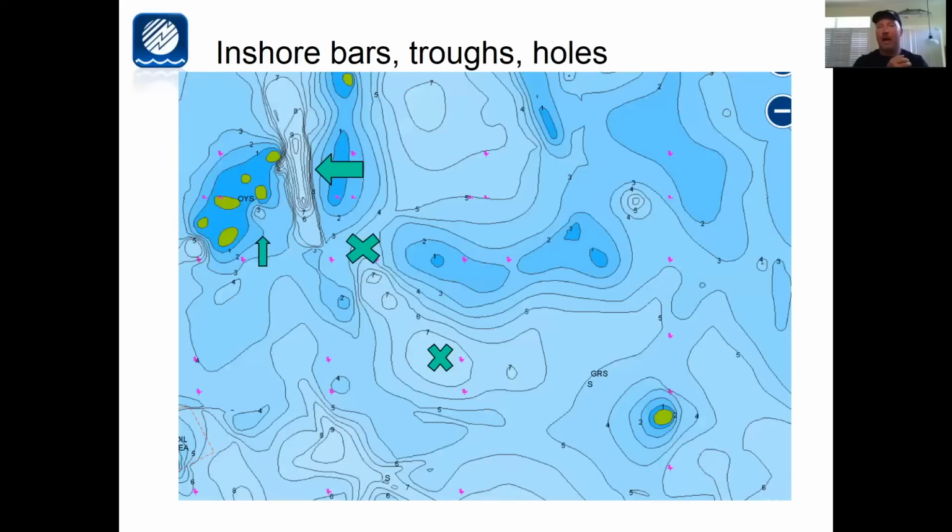Inshore bars, troughs, and holes. So a lot of people that kayak are doing a lot of flats fishing. So this one here has got a few different variables to it. Right over here on the left, you've got these green areas. The green indicates a drying area. So at low tide, that's mud. So if you're looking for redfish in particular, when the tide comes up, good chance they're going to be on there, especially with the oyster bar that's right there as well.